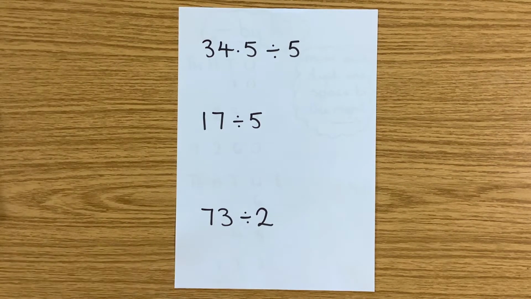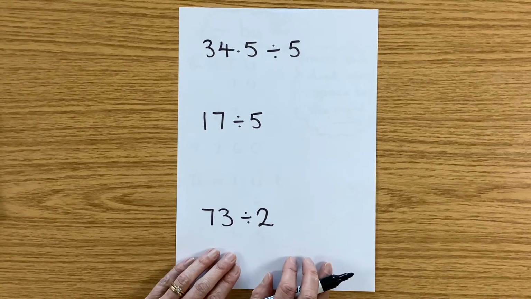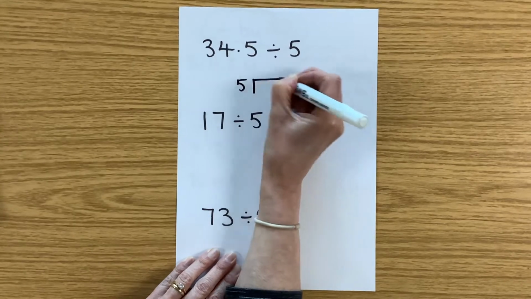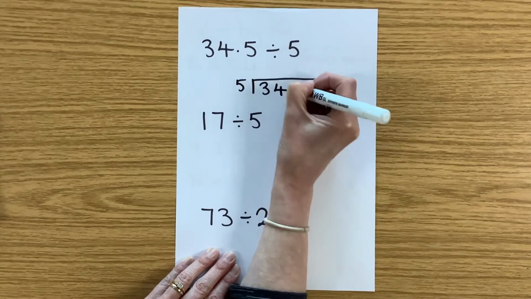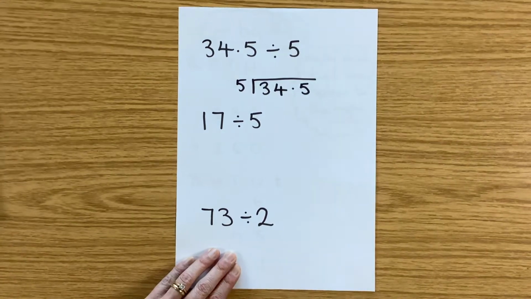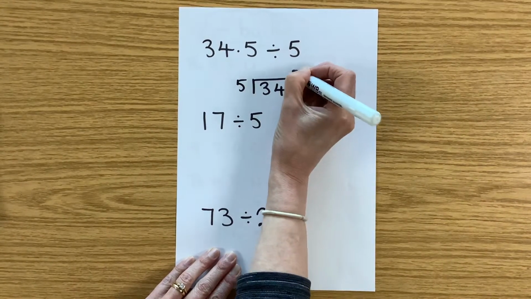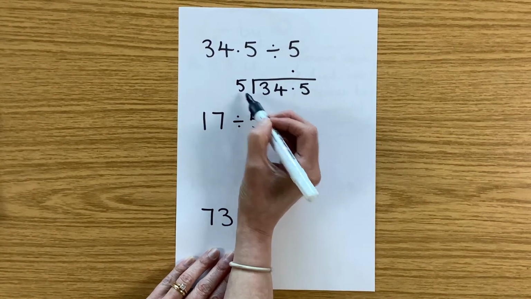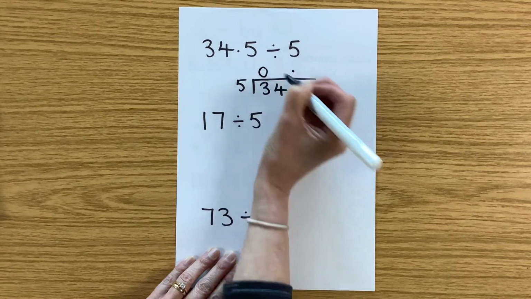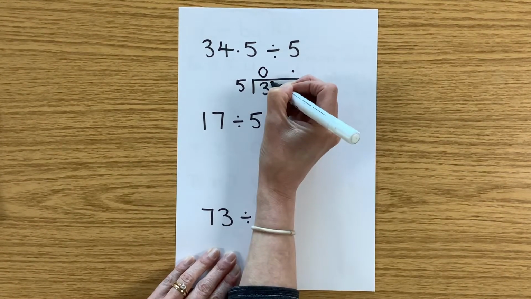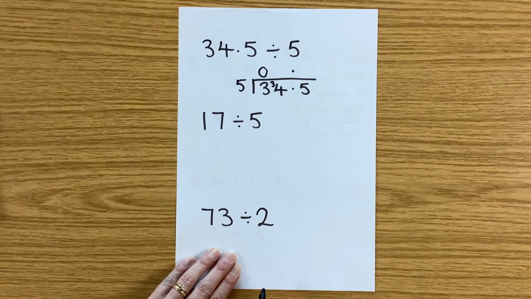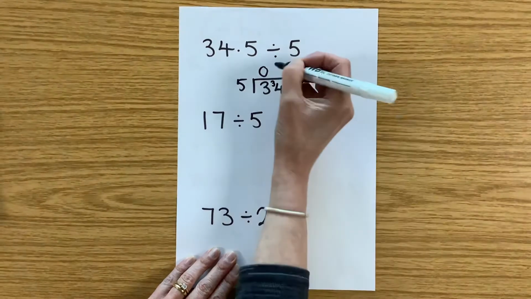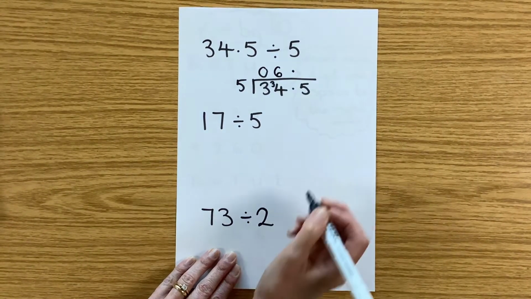Let's try another one. 34.5 divided by 5. So the number I'm dividing by goes on the outside of the question. 34.5. Let's see if we can work this one out. To help me out, I'm going to put the decimal point in now before I forget about it. So 3 divided by 5, I can't make any full groups of 5, so I'm going to carry over that remainder 3. 34 divided by 5, 5, 10, 15, 20, 25, 30.